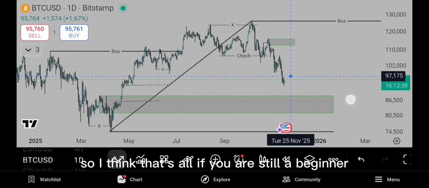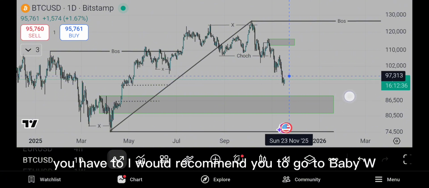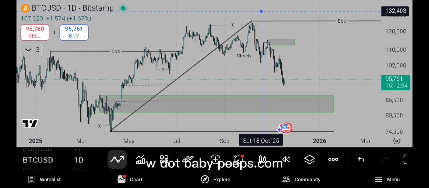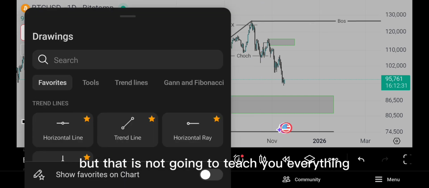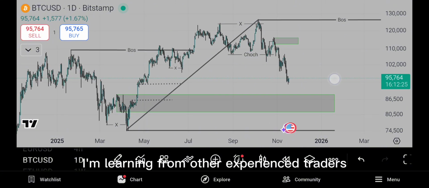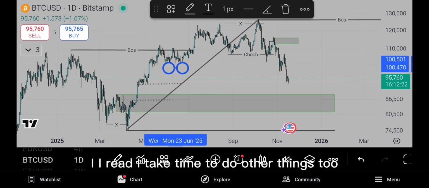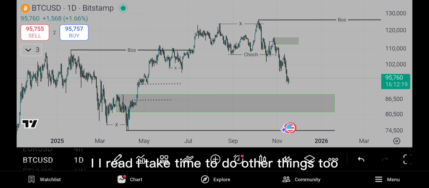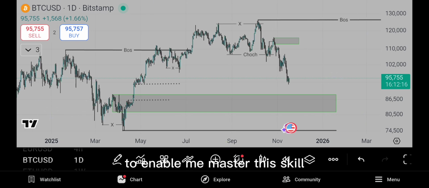If you are still a beginner, I would recommend you to go to www.babypips.com. That's where you learn from the basics, but that is not going to teach you everything. You're still going to learn from other experienced traders like me too. I'm learning from other experienced traders. I read, I take time to do other things to enable me master this skill.